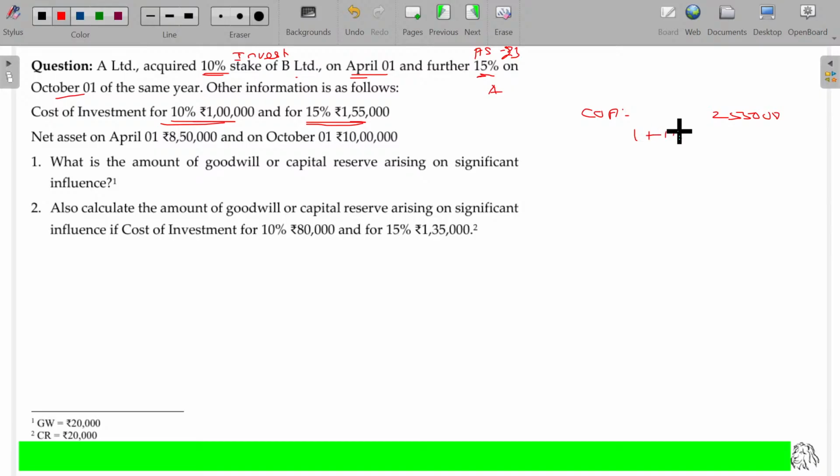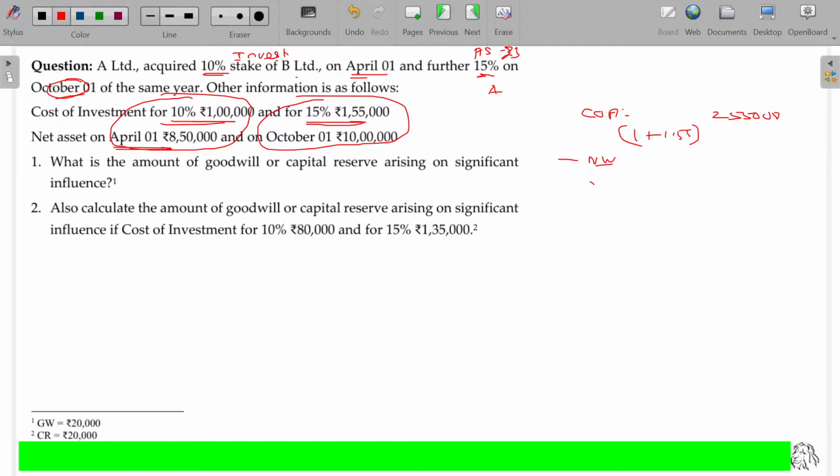1 plus 1.55 minus net worth. Net assets on April 1, 2000, April 1 means at this time, net worth being this one. Thereafter, in October, another purchase happens. By the time, the net worth is this much.